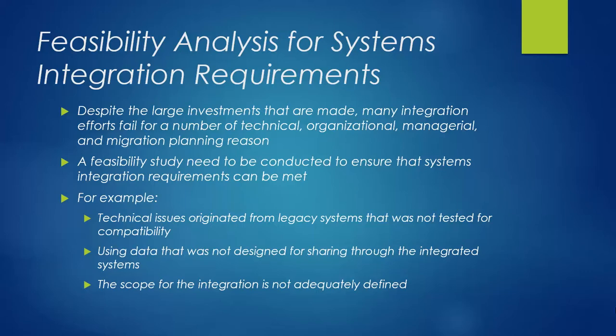We could be using data that was not designed for sharing through the integrated system, and that's another problem that we need to understand, and that will be identified when we are doing the feasibility study. Or the scope of the integration is not adequately defined. We don't know exactly what we need from that integration, and that is also a problem, and should be identified once we have a feasibility study conducted.